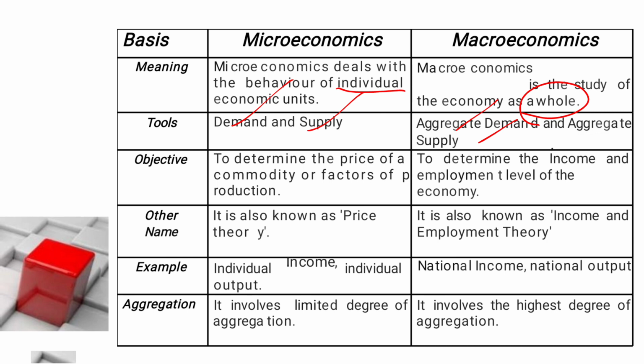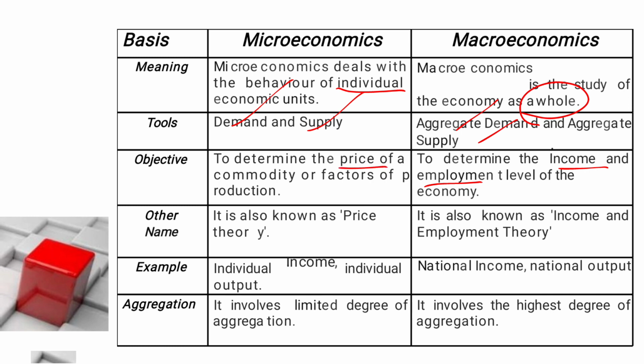Now, what is the objective of microeconomics? The objective is how we are going to fix the price according to the factors of production. Who is supplying the factors of production? It is a household who is supplying the factors of production. So, according to the factor of production, the price is being fixed. Now, how about macroeconomics? It's about determining the income or the employment of the economy.